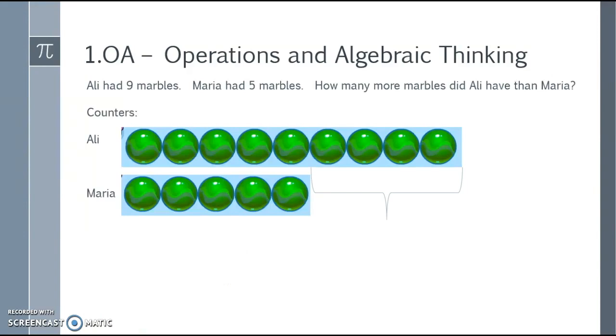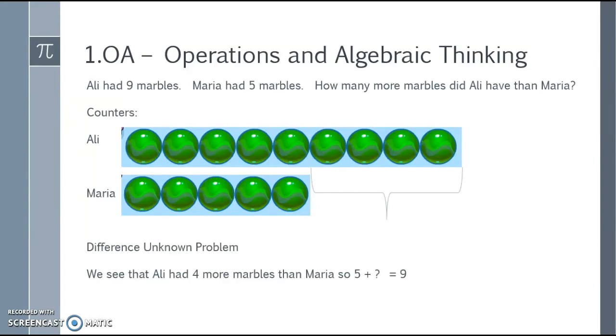Well, I can see if we were to partition them off that the group that's hanging over is the more amount that Allie has. So this is a difference unknown problem. We see that Allie had 4 more marbles than Maria, so 5 plus how many gives us 9.